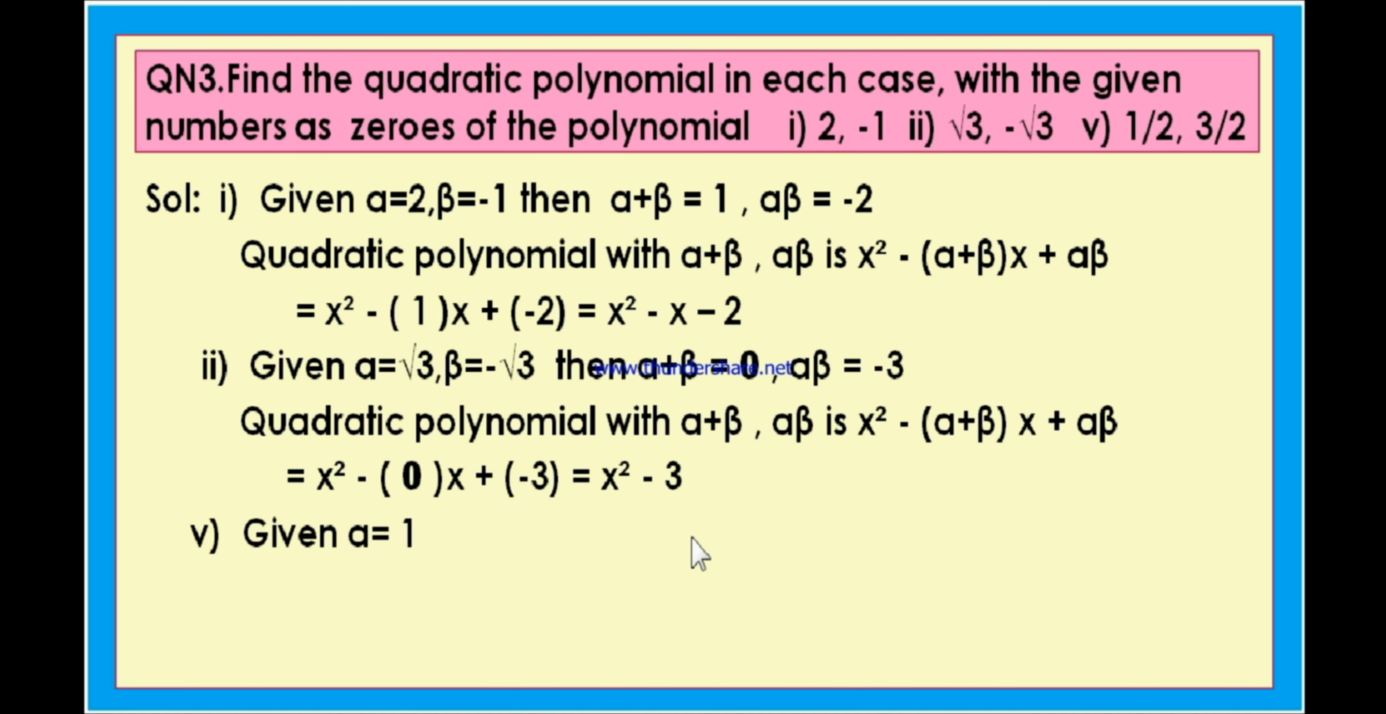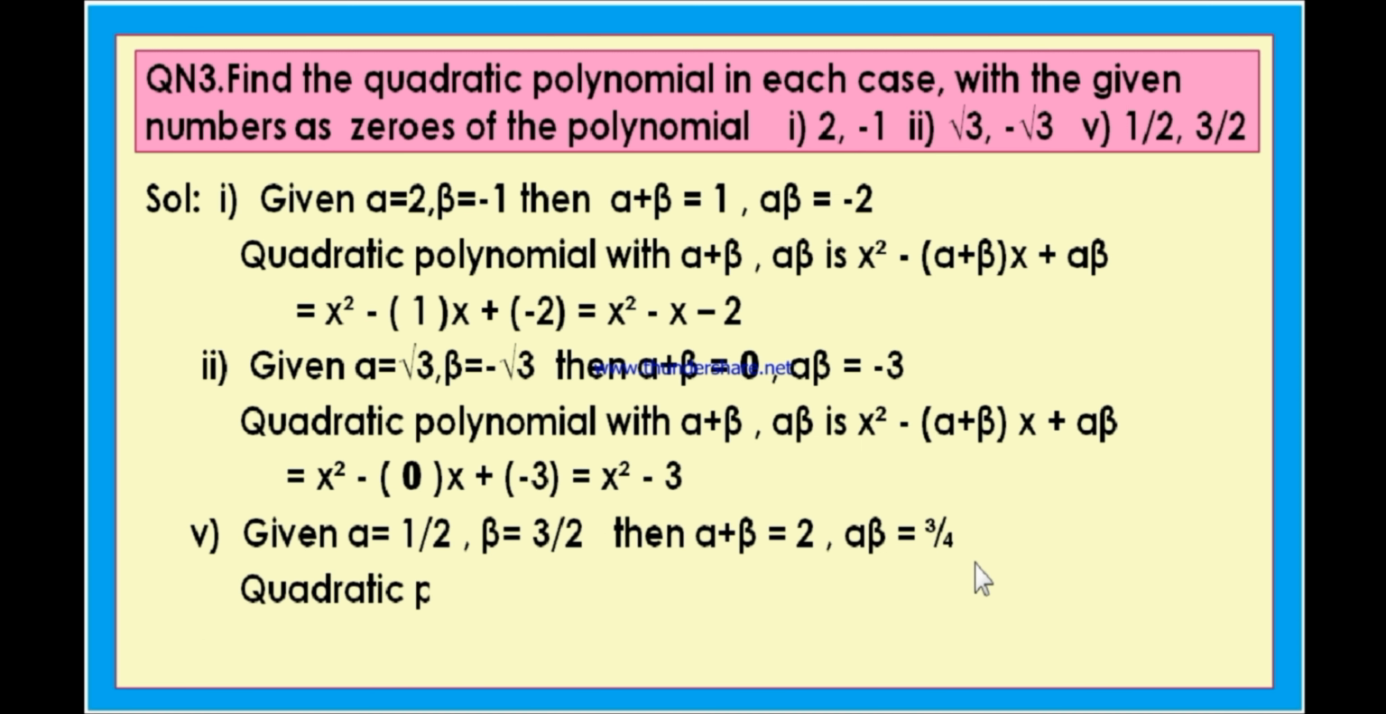Now fifth bit, it is given that alpha is equal to 1/2 and beta is equal to 3/2. Then alpha plus beta, sum of the zeros, 1/2 plus 3/2. 2 is the LCM, 1 plus 3 is 4 by 2 which is equal to 2. Then alpha into beta, product of the zeros. Alpha into beta is 1/2 into 3/2. 1 into 3, 3. 2 into 2, 4. Alpha into beta is 3/4.